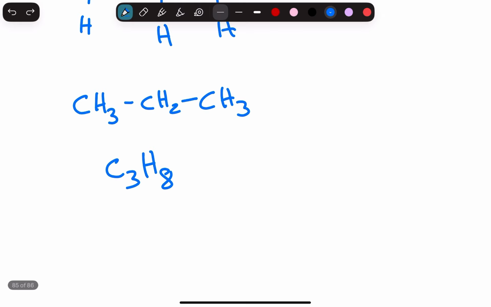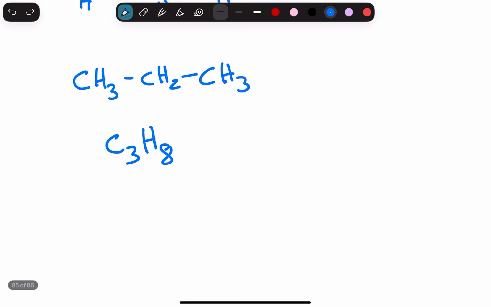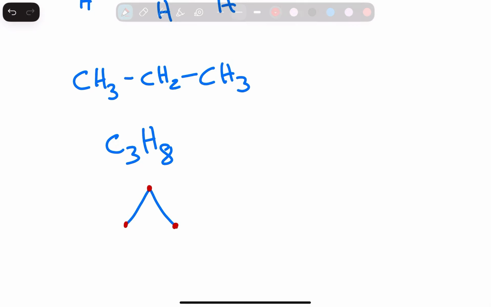But we can condense it even more by doing something called the line angle formula. The line angle formula is when we draw lines that represent how many carbon atoms we have. If I have 1 carbon atom, it's going to be a small line. If I have 2 carbon atoms, it's going to be a long line. And the ends of these lines are going to be carbon atoms. So if I have 3 carbon atoms, we will draw 2 lines. We'll have 1 carbon atom here, 1 carbon atom here, and 1 carbon atom here. So this right here would be propane.